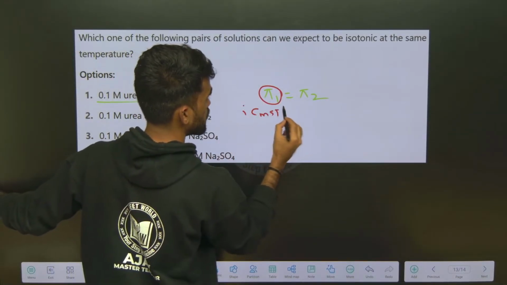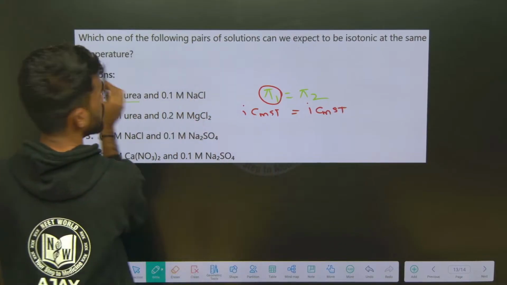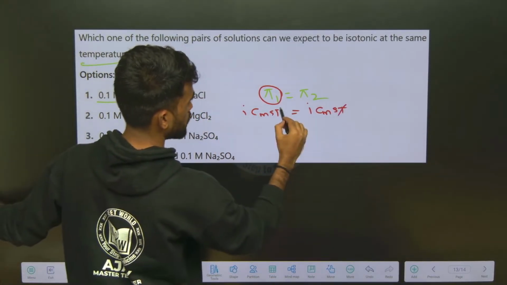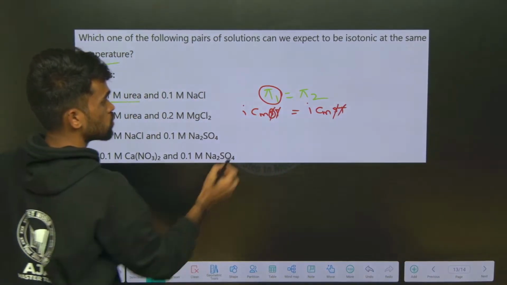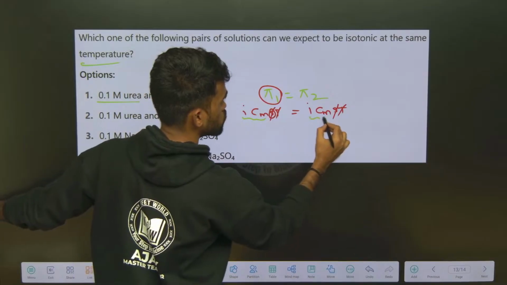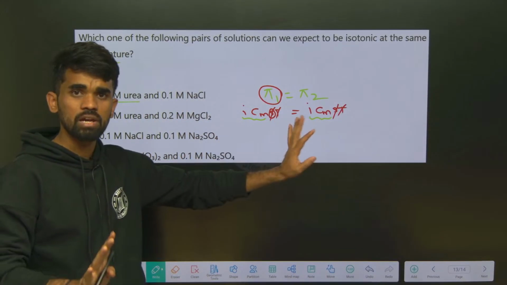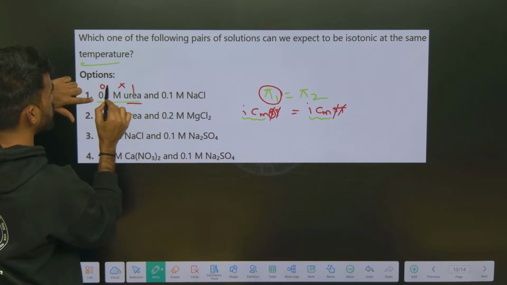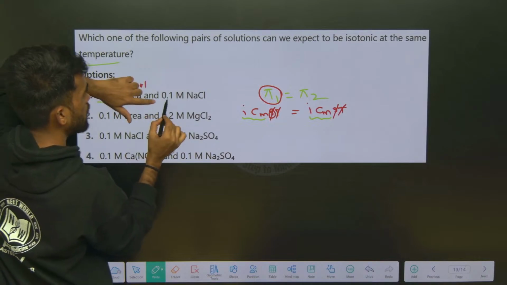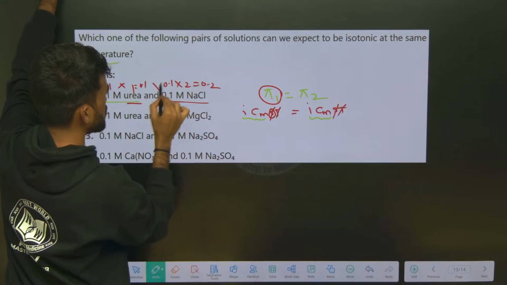iCMST you should take here, and this is also iCMST. Here same temperature, at the same temperature. So temperature is removed, so S is a constant, you can remove it from both sides. So take the product of i and concentration of the given electrolytes, and the one which has the same value will be your answer. So for urea, i value 1 into 0.1, so this is 0.1 only, and here it is 0.1 into 2, so this is 0.2, so it is not equal, remove this.